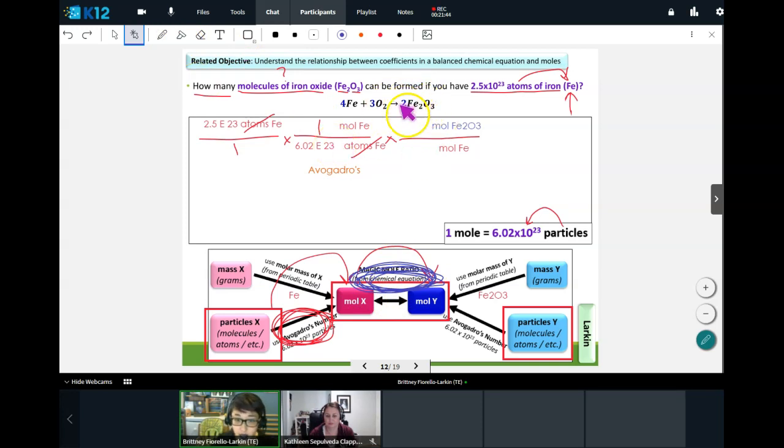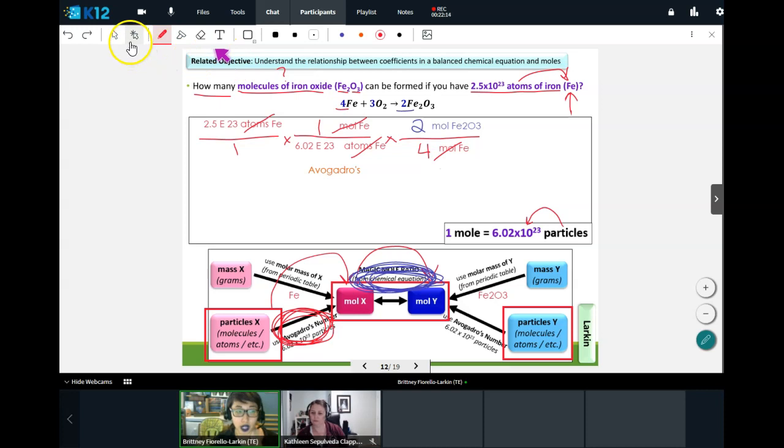So taking a look at our chemical equation, what is the coefficient of iron oxide in our chemical equation? That'll tell us the number of moles. Thank you. Yes, you can see right here it is 2. And what is the coefficient for iron in our chemical equation? Beautiful. Yes, it is 4 right here. All right, so we've gotten rid of moles of iron.